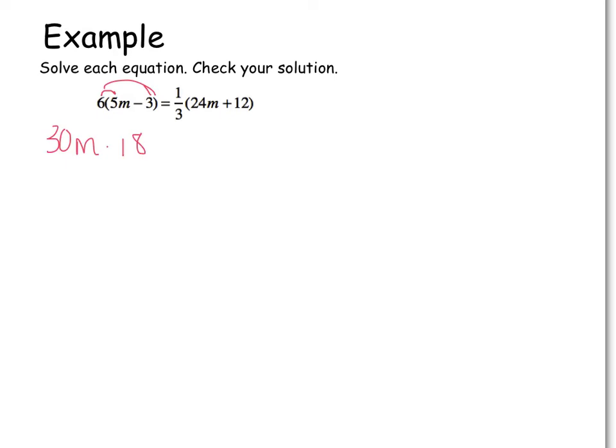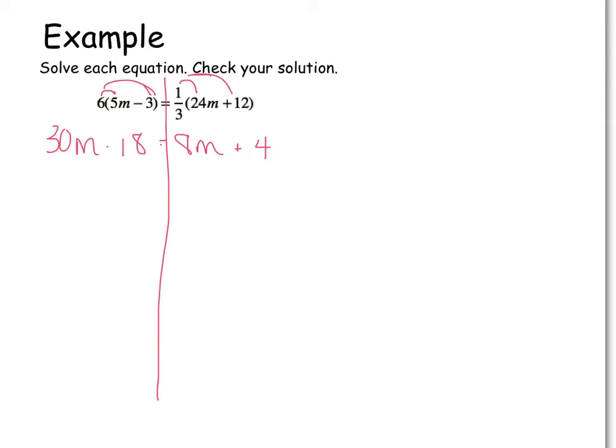So now let's cover up the left side, and I'm going to distribute this 1/3 to everything on the inside, on the right side. So 1/3 times 24 is 8m, and 1/3 times 12 is positive 4. Okay, now if I could simplify anything more on this right side, now would be the time that I do that. Lift your finger off the left side, and now we have 30m minus 18 equals 8m plus 4.